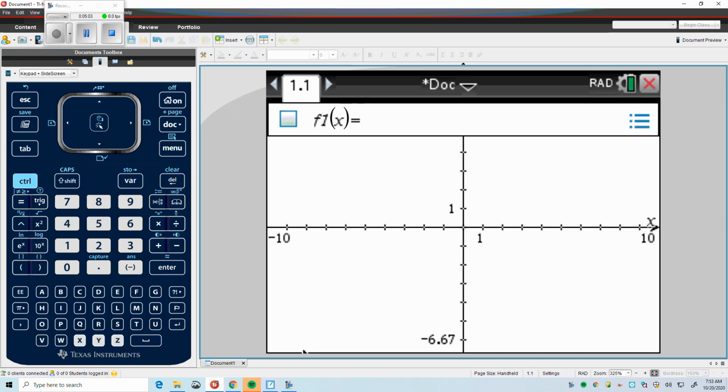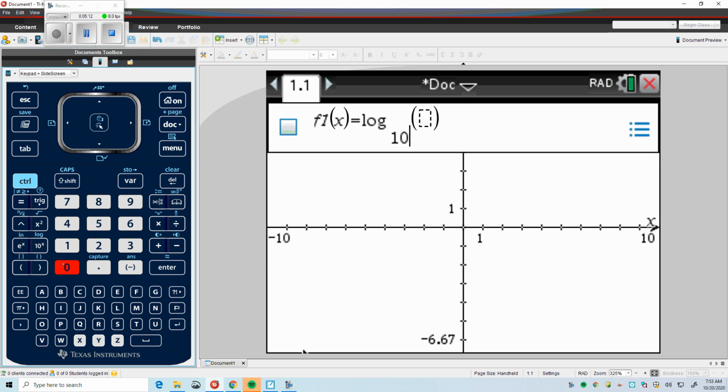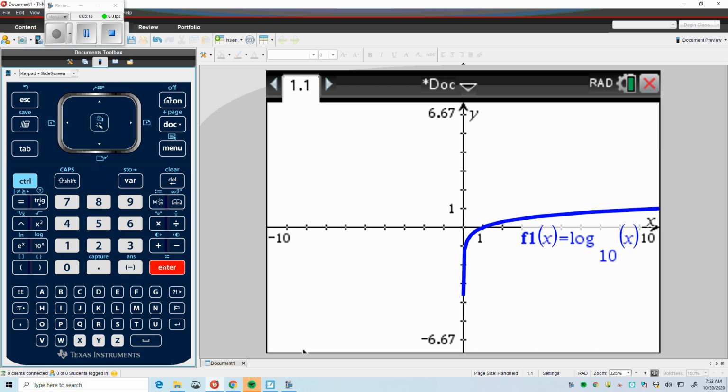So if we go to our calculator, we're going to get our log function, our common log being 10. Now you can either type in the 10 to make sure that that's in there, or you can leave it blank because it is the common log, and it will graph it just the same. So there's our log function. And again, it looks like it stops. It does not stop. It gets super duper close.